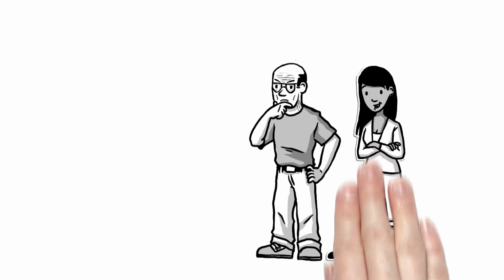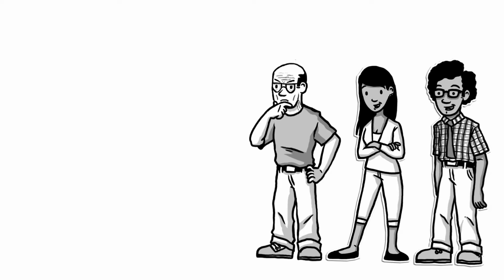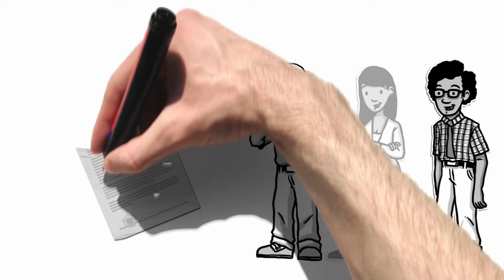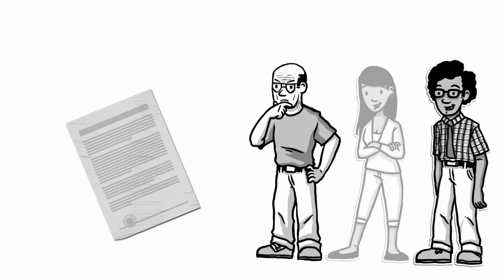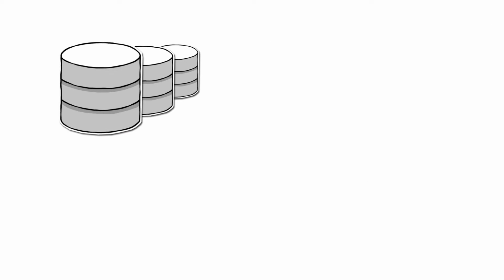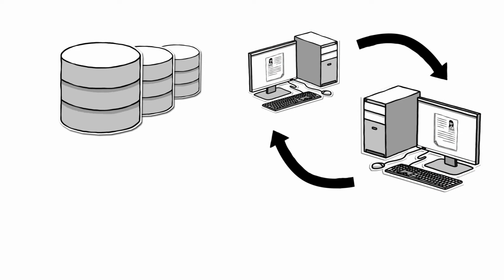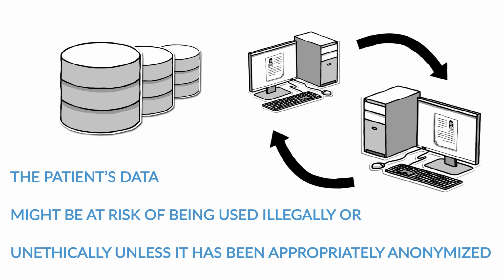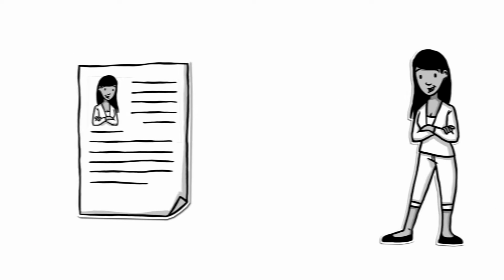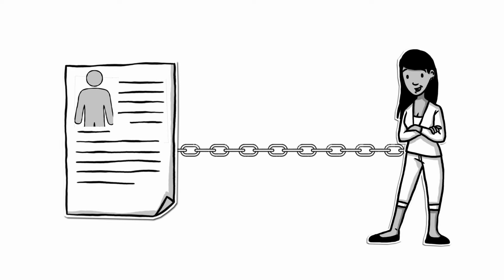However, this data comes directly from patients who have consented to a trial for a very specific reason. Even if that patient is no longer actively enrolled in a trial, their information is still under the safekeeping of the company. Whether that patient data is being formally organized into a clinical data repository or a more informal internal data sharing arrangement, the patient's data might be at risk of being used illegally or unethically unless it has been appropriately anonymized. Anonymization disassociates the data from the original patient, eliminating the risk of illegal use and enabling the data to be consumed for secondary use purposes.